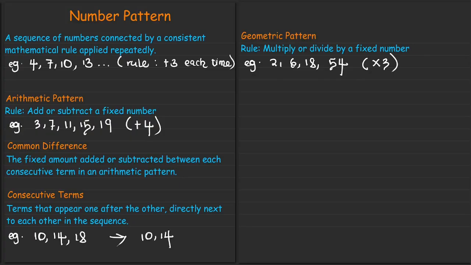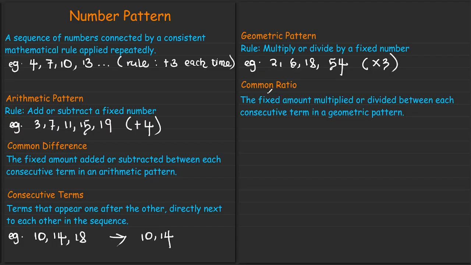With geometric pattern comes what we call the common ratio. So the common ratio is simply the fixed amount multiplied or divided between each consecutive term in a geometric pattern. So for this, our common ratio is 3. You get it? Then for the previous one, that is in arithmetic sequence, we call that what? The common difference. So arithmetic sequence or pattern has to do with the common difference, whilst geometric has to do with what? The common ratio.